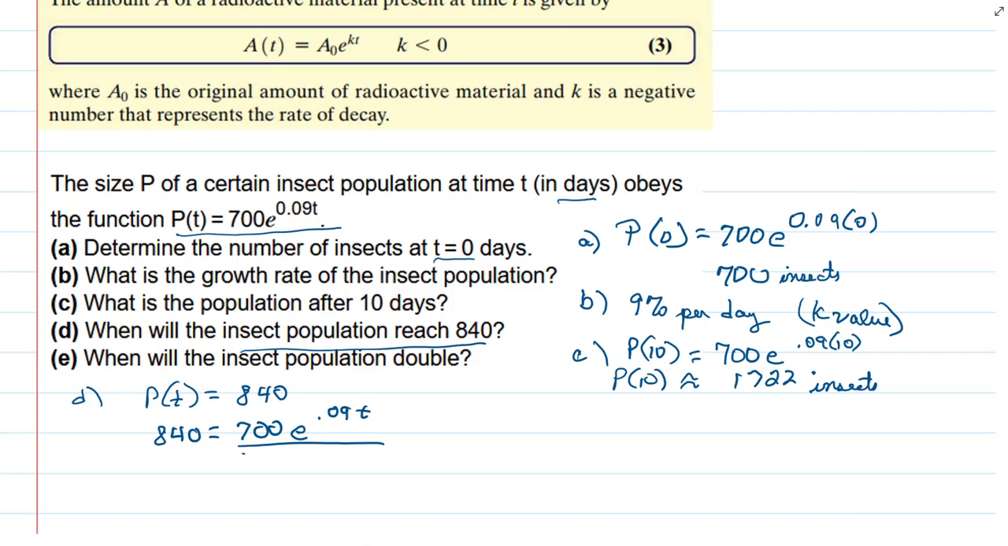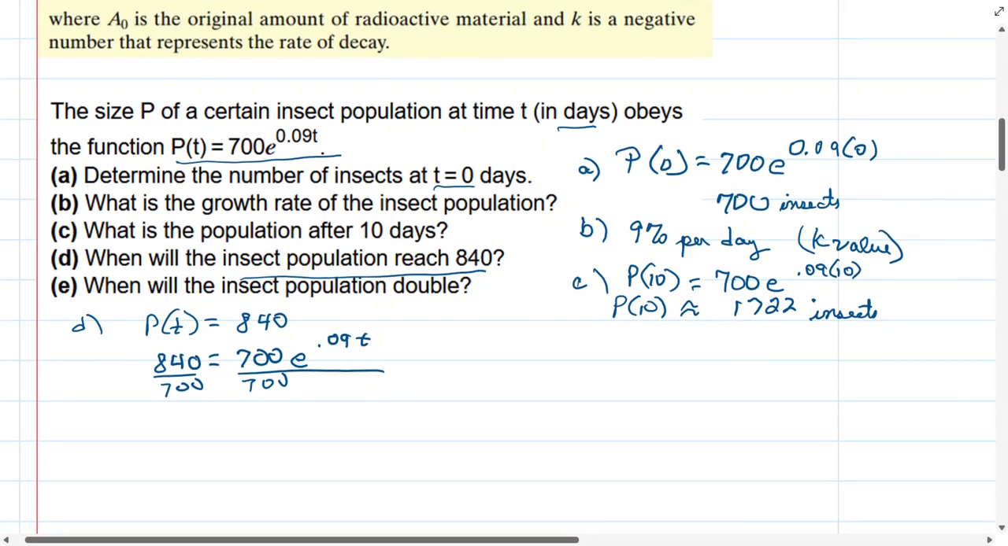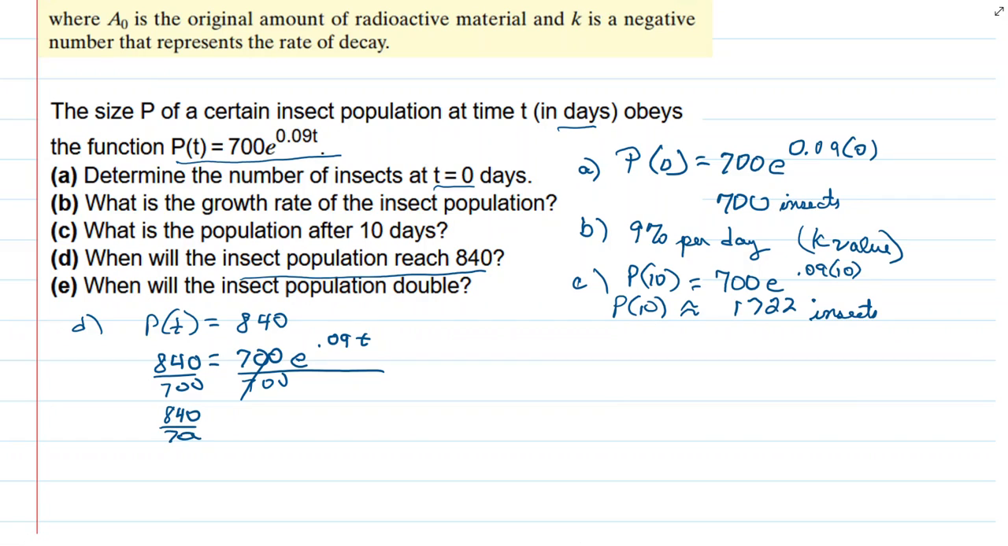So I'm going to divide by that 700. I'm not doing any math till the very end. Does everybody understand this? In mathematics, you don't simplify ever till the end. Ever, ever, ever. In science, in physics, that's why we make you buy very powerful calculators. Just so you know. So that'll cancel that guy, and that leaves me 840 over 700 equals e to the 0.09 t. Well, I'm going to do natural log.